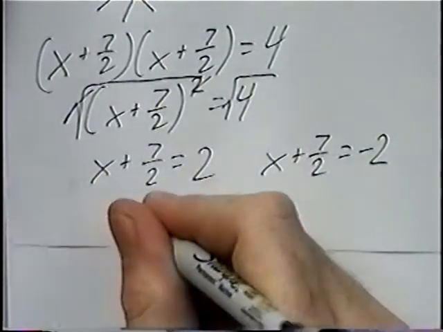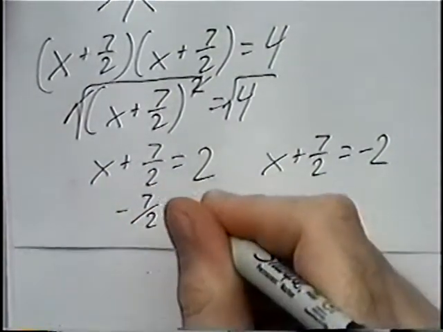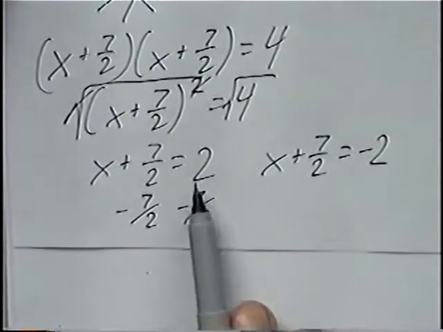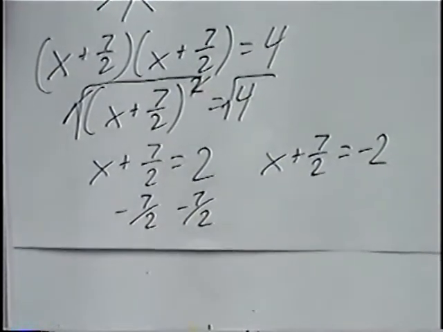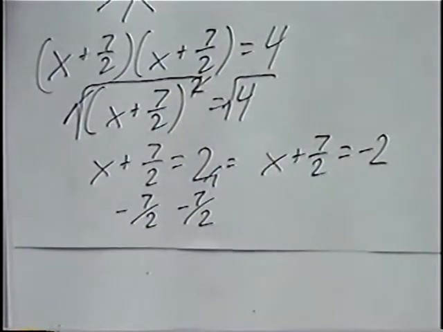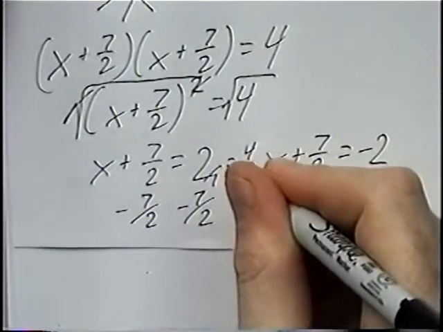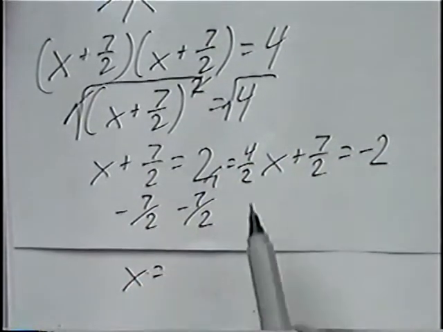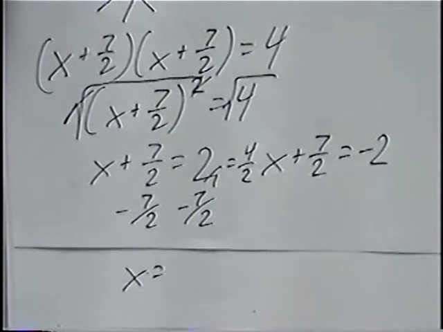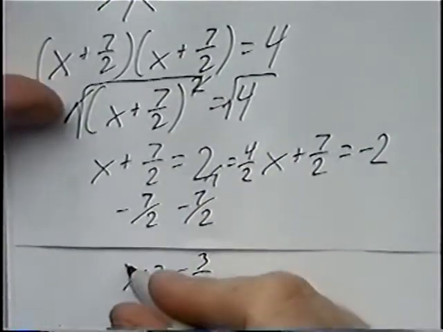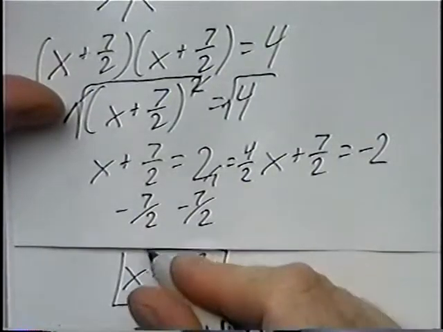Solving these equations, we can subtract 7 over 2 on both sides. If we change 2 into a fraction for common denominators, 2 over 1, we can multiply by 2. So 2 is the same as 4 over 2. And we'll have our first answer, 4 over 2 minus 7 over 2 would be negative 3 over 2, or -3/2.